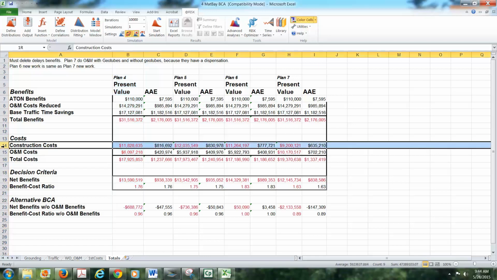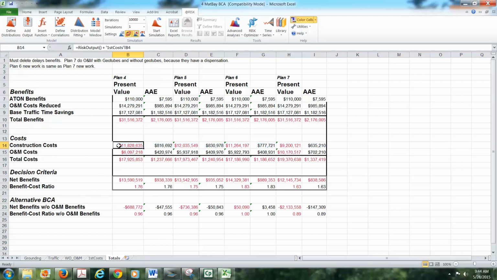Down below, we have costs. We have construction cost estimates. This is Plan 4. This is different than the plan that we were looking at, so you're not going to see the same magnitude of dollars for this particular plan. But it's the same idea. What we have done is taken this value right here. This was the output from that last cost estimation model. We insert that distribution into here, and so we have a complete description of the uncertainty of construction costs.